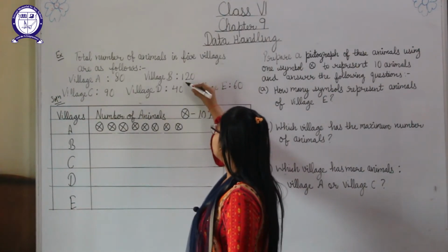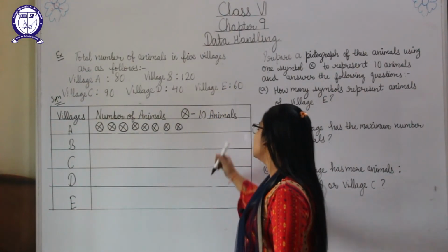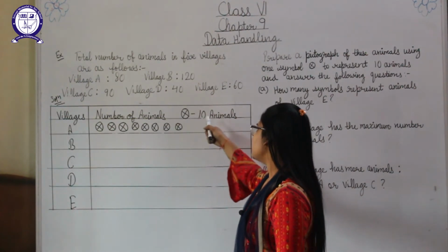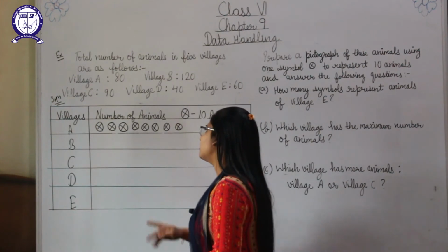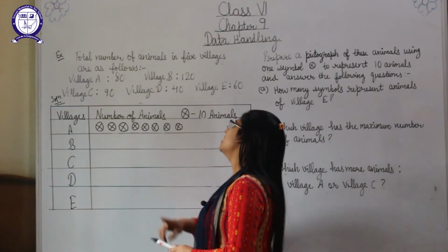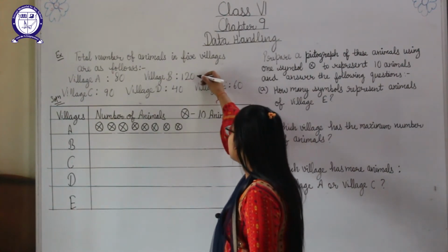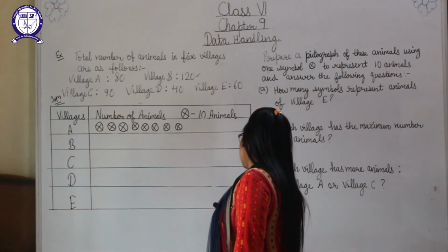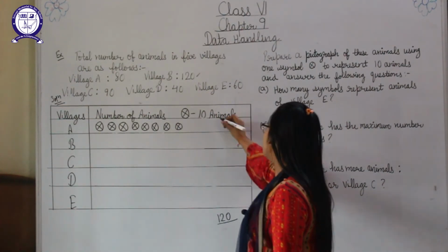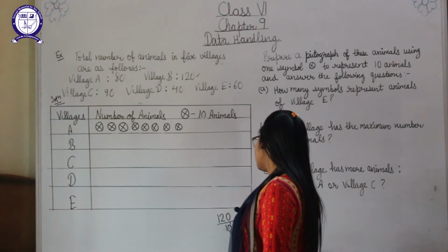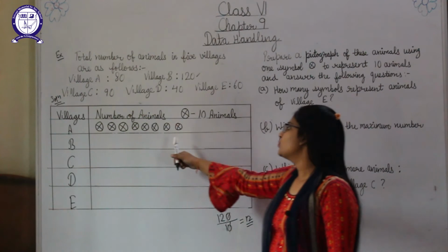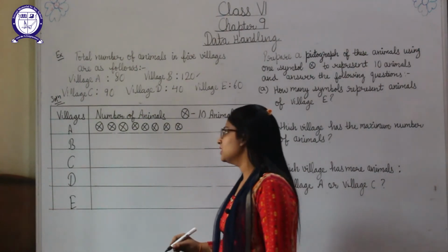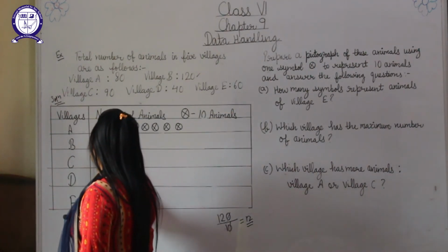Now for village B, we have to draw 120 animals. One symbol is for 10 animals. So students, if you want to find out how many symbols we should make, how many animals are given? 120, and one symbol is used for 10 animals, so you can divide. By this the 0 can be cancelled out, so we get 12. It means we need to make 12 symbols here. Okay, so we will make 12 symbols here.